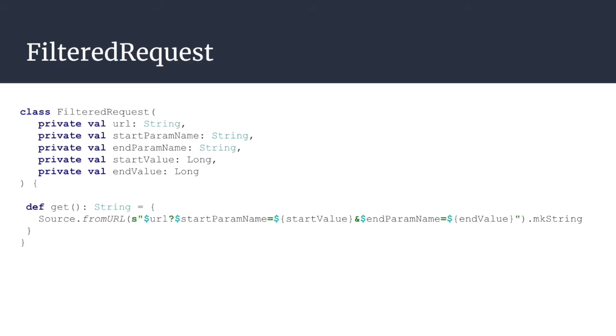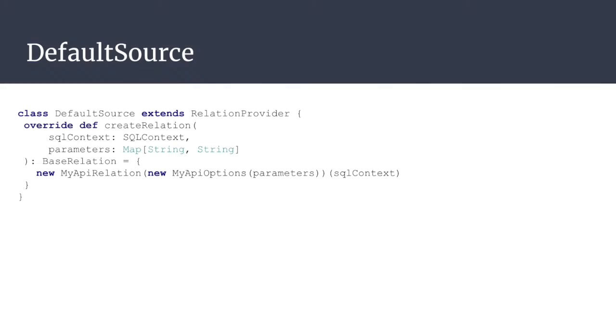First, we just want to create a simple class that can make a request to the API. It takes in a base URL and the parameter names and values we want to pass to the endpoint. Then we want to create a DefaultSource class that extends Spark's RelationProvider. The createRelation method needs to be implemented to return a relation, a class we will implement later on. In the createRelation method, we also take the time to transform the parameters variable into an options class that is more specific to this data source.